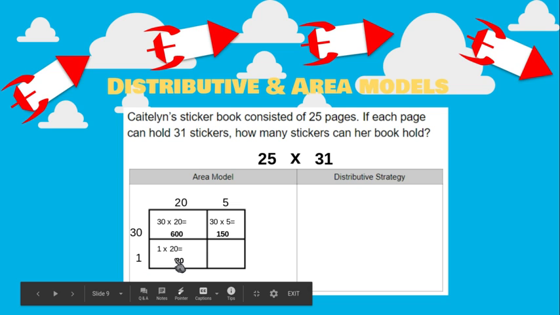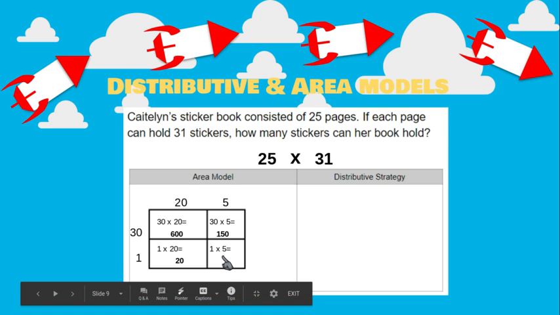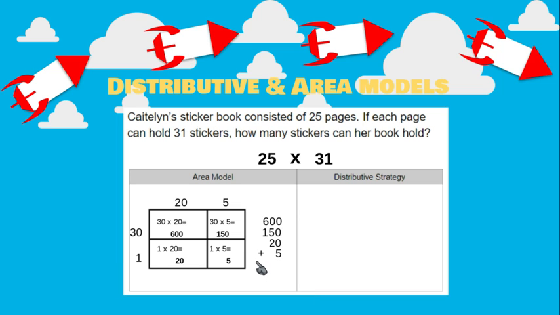And over here, I'm going to come right to the side. I'm going to know it's 1 times 5. And again, thanks to the identity property of 1, 1 times 5 is 5. And now I'm going to take all my partial products, and I'm going to add up my products here. So I'm going to take my 600, my 150, my 20, and my 5. I'm going to add these together.